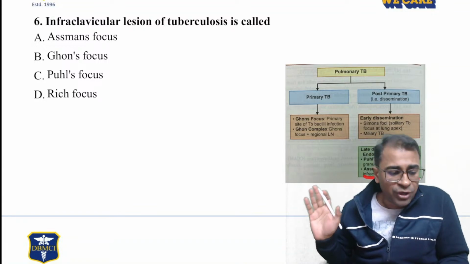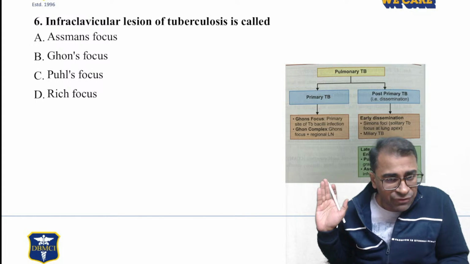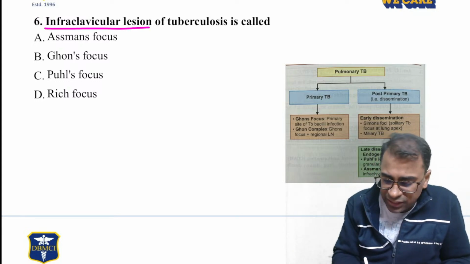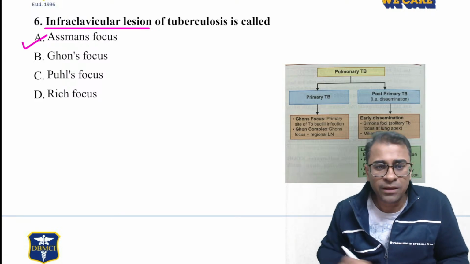Okay? So because the answer is infraclavicular lesion, the answer will not be Ghon focus. It is an infraclavicular lesion, and hence the answer is Assmann's focus. Did everyone understand? Remember this.